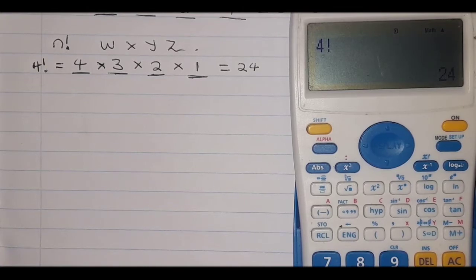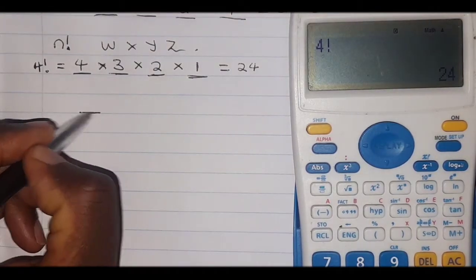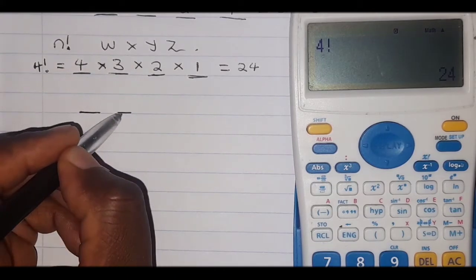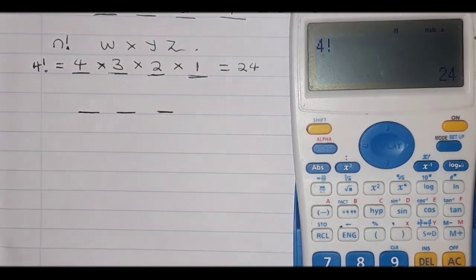And then let's consider something else. All right. This time we have only 3 chairs. This time we have 3 chairs only. And we want to find different arrangements. How many different arrangements or permutations can we come up with?